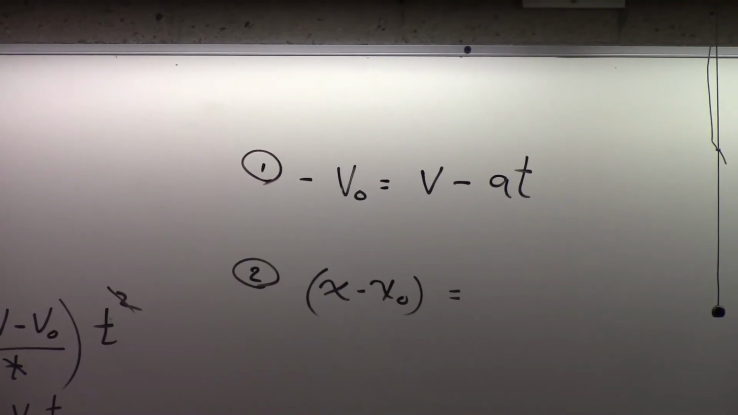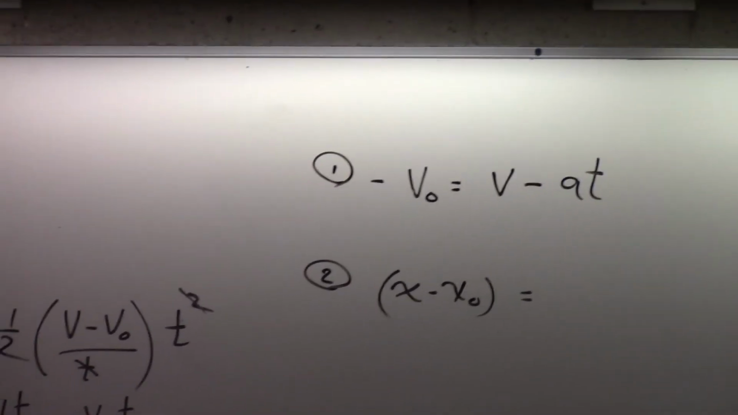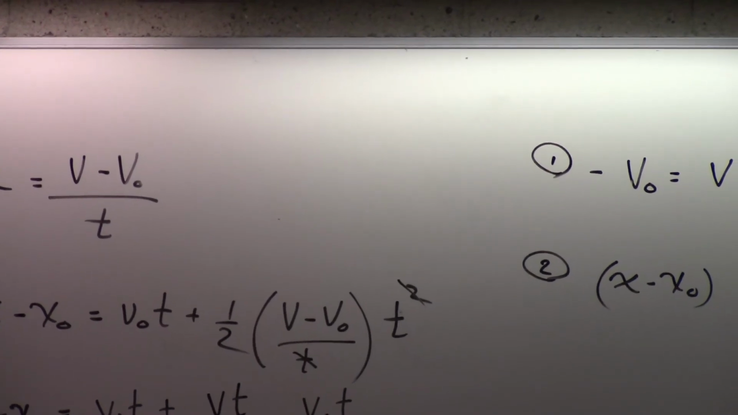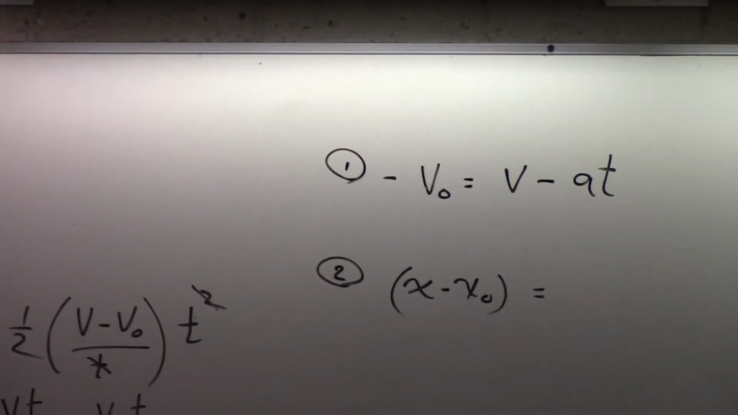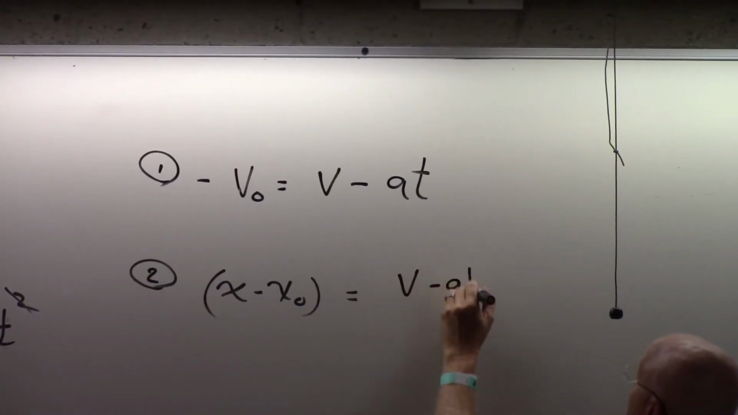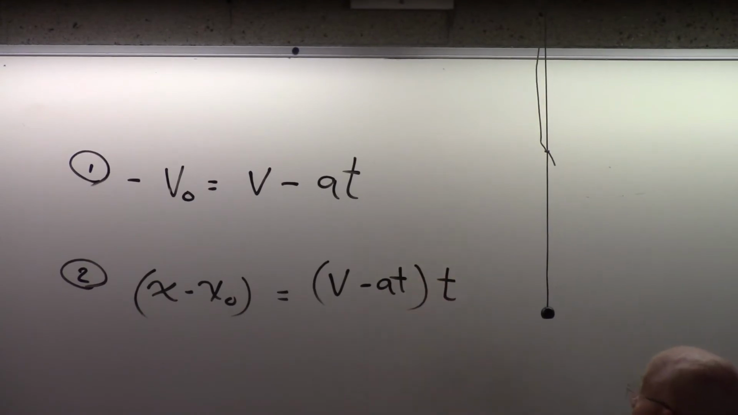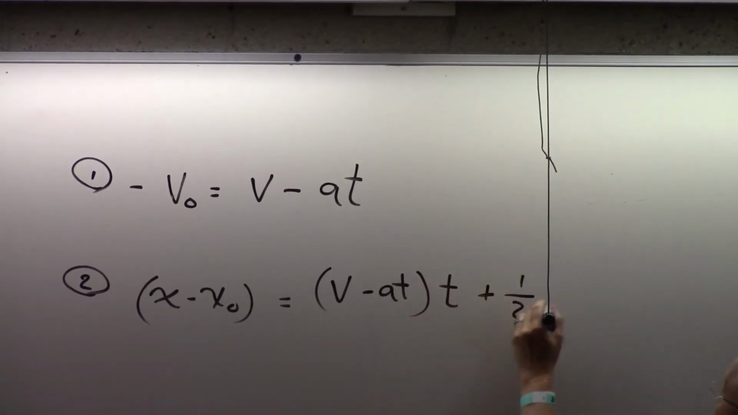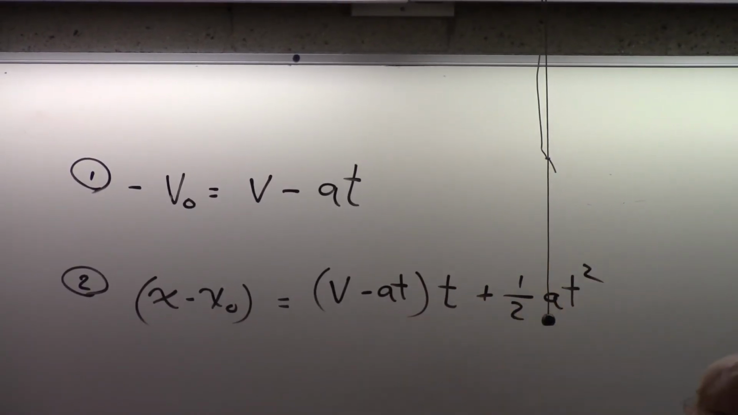Oh, sorry, I bumped it. Sound still good? I'm going to put it right there. Okay? And so I'm going to put v minus at times t, and then plus 1/2 at squared.